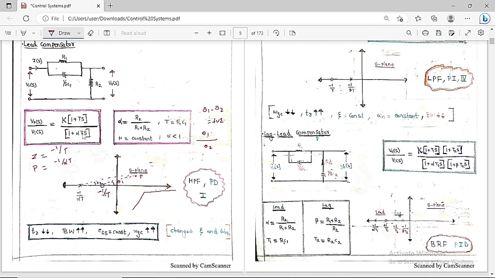Because of this, I've already told you, the lead compensator is always used to improve the transient response. Transient response means the rise time is going to decrease. So the damping is going to increase, because rise time times damping is always equal to a constant. As rise time decreases, the damping should increase.